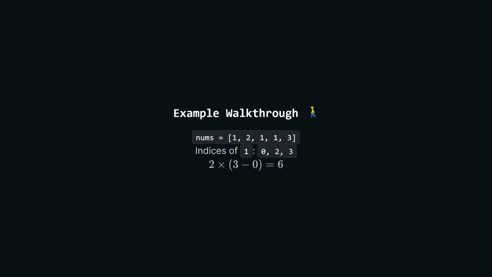Let's look at this example. The number 1 appears at position 0, 2, and 3. If we use those as our triplet, the distance between the ends is 3 minus 0, which is 3. Doubling that gives us 6. Since no other triplet exists, 6 is our answer.